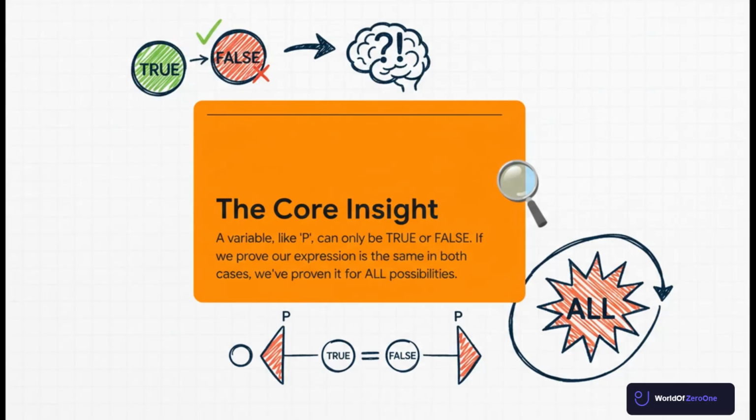And this is the core insight, the beautiful aha moment behind it. Any single variable, let's just call it P, can only ever be one of two things, true or false. That's it. There's no third option. So if we can just test our expression for those two master scenarios, one where P is true and one where P is false, and if we get the same result in both, then we've actually covered every single possibility without building that giant, messy table.